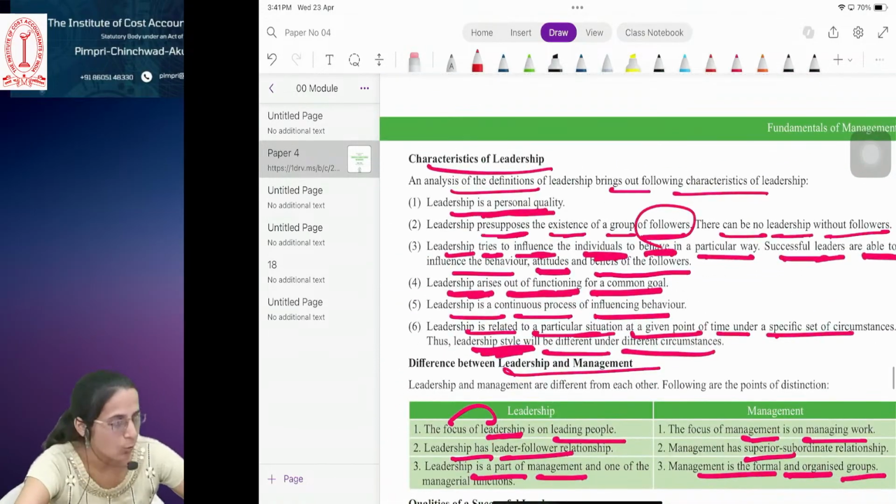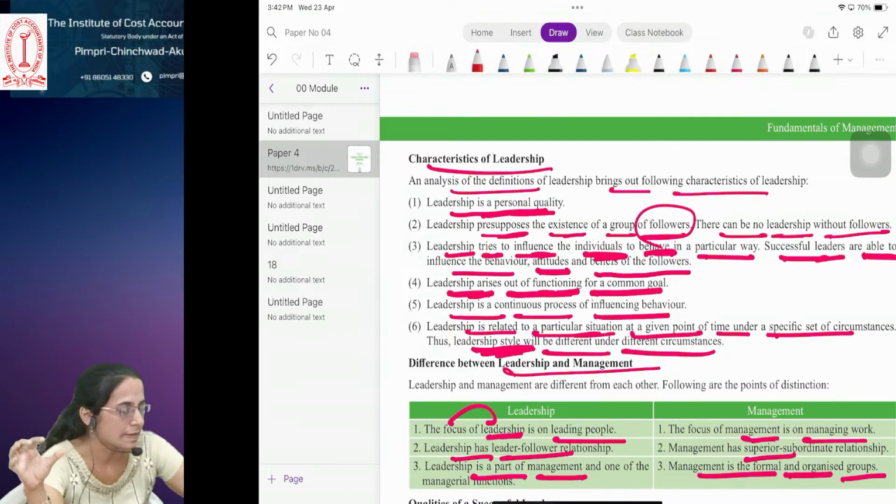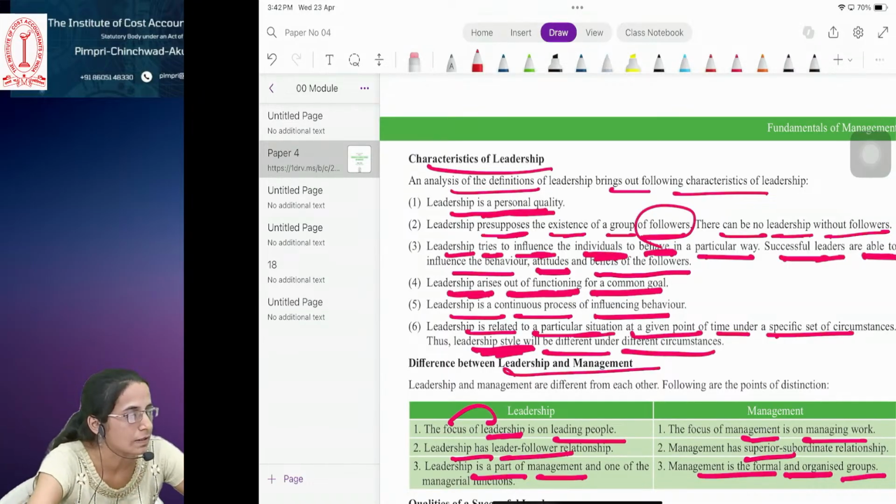Now we will see what the characteristics of leadership are. Leadership is people-oriented work. People are involved in it. So each leader will be different because he is a different person. His attitudes, opinions, way of thinking, and way of working are different. So they say leadership is a personal quality.